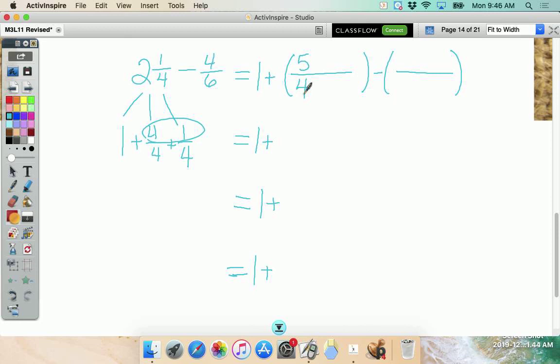Okay? Now, can I do 5/4 minus 4/6? Totally, because 5/4 is more than 1 whole. Okay? What's the common denominator for 4 and 6? 12. Can you solve this problem now?